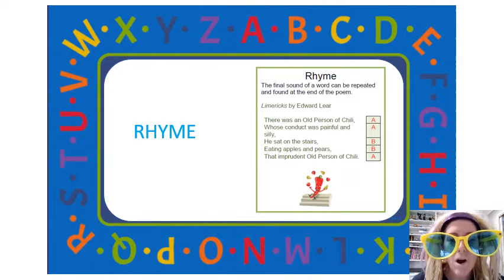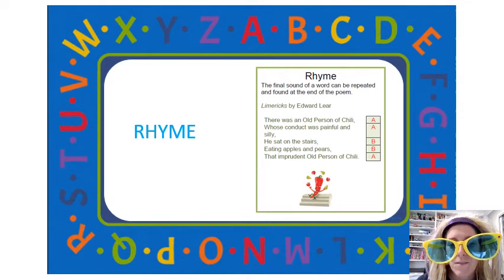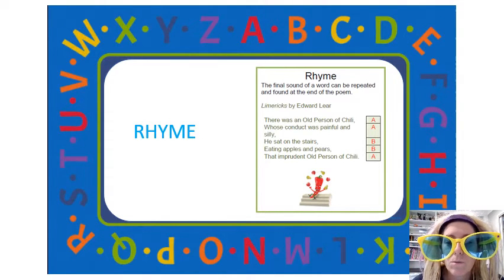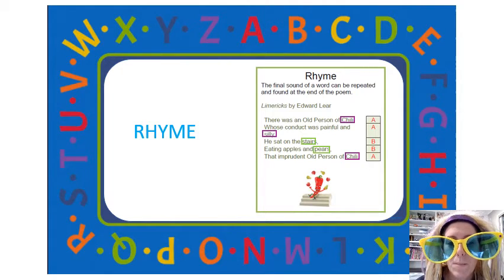All right, then we have rhyme. So rhyme is the final sound of a word that can be repeated, and it's found at the end of the poem. So let's have a look at this little limerick here. The rhyming pattern is A-A-B-B-A. That's because we've got chilly and silly at the end of the first 2 lines, and at the very last line we've got chilly. So chilly, silly, and chilly, they all rhyme, so that's why it is A-A and then A at the bottom. And then stairs and pairs rhyme, so that is B-B.